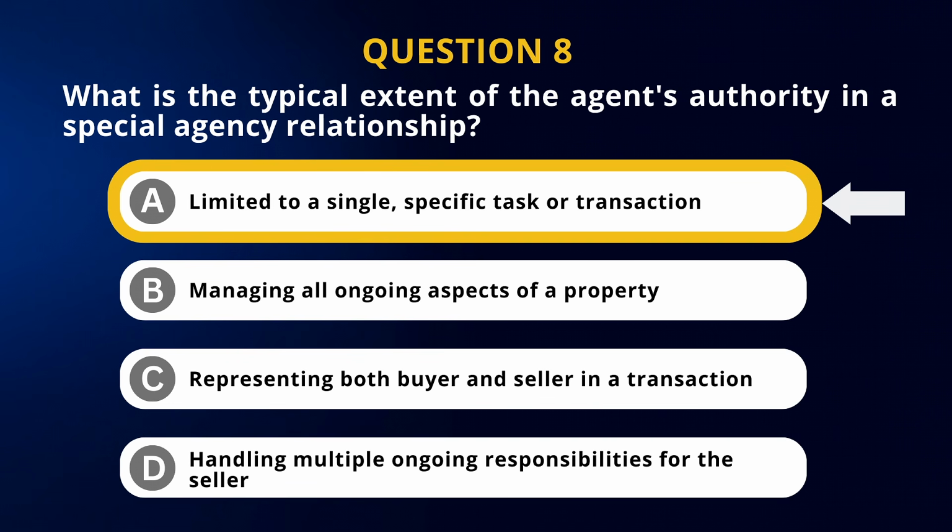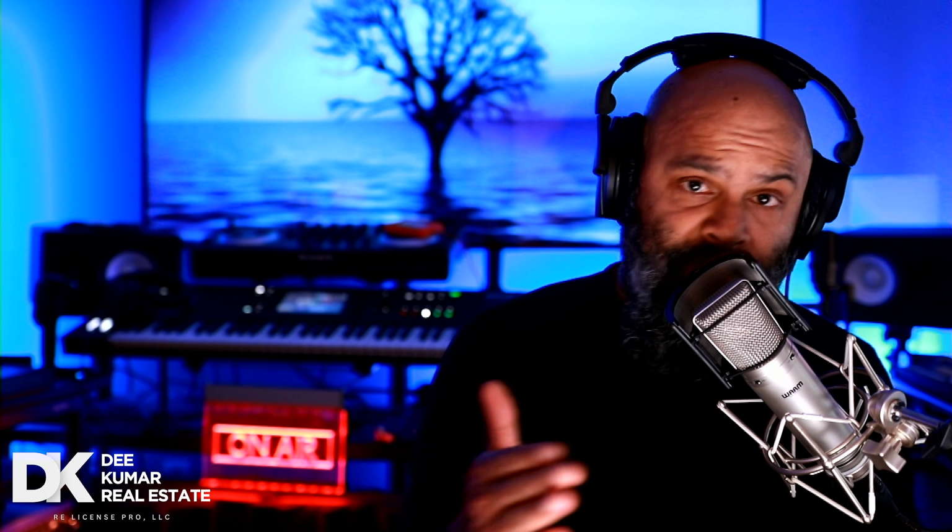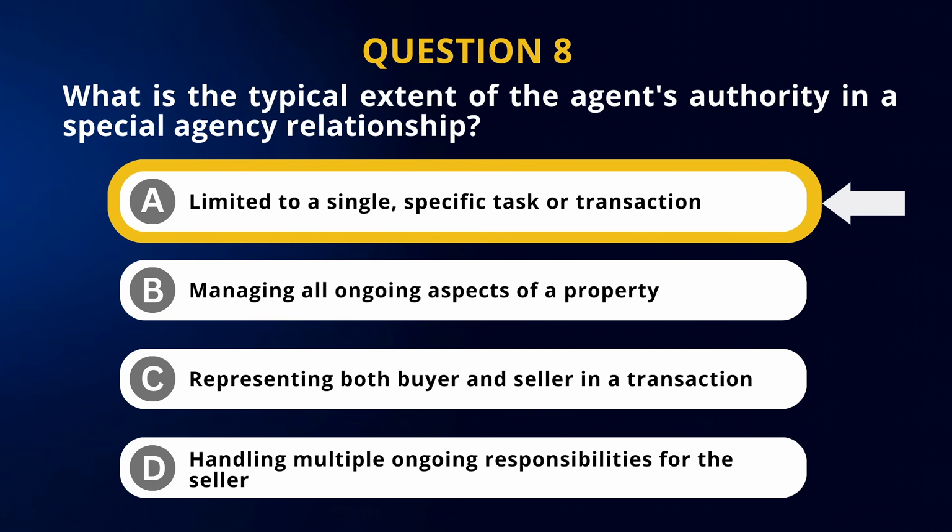So you want to know the definition of a special agent and you want to know the definition of a general agent. And both of those you'll find in Agency 101 chapters or sections in your books. So learn those and understand that a broker is a special agent, a salesperson, a property manager are all considered general agents.